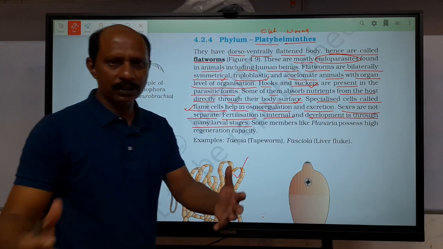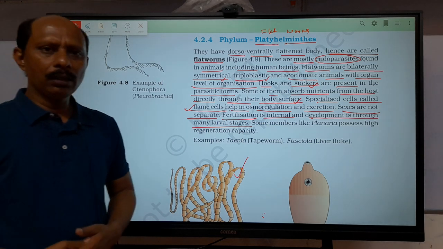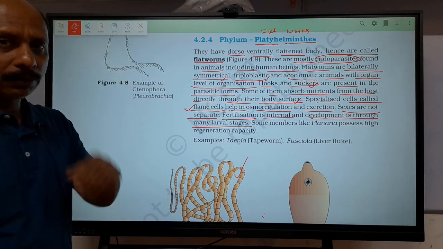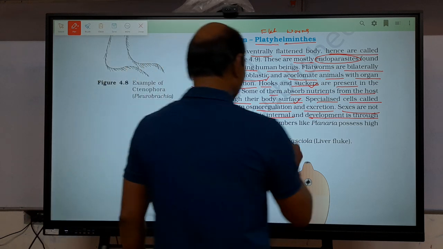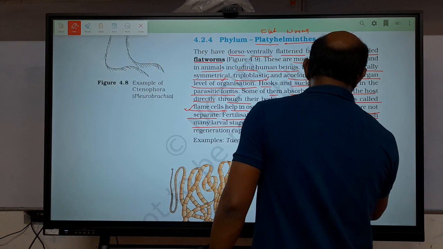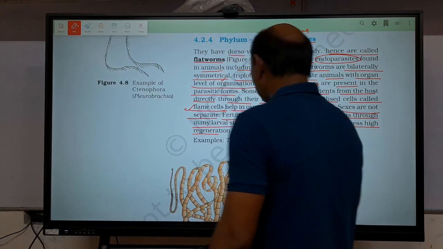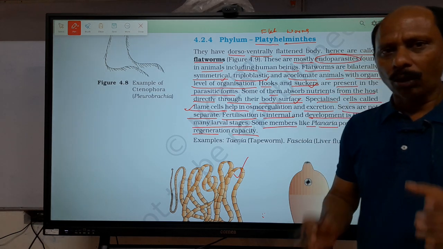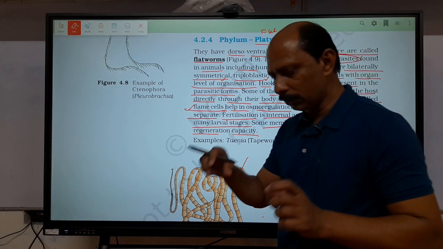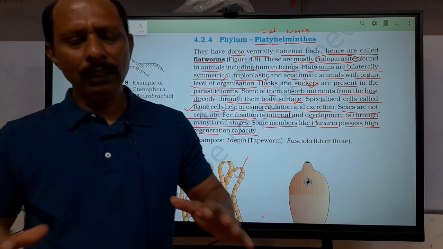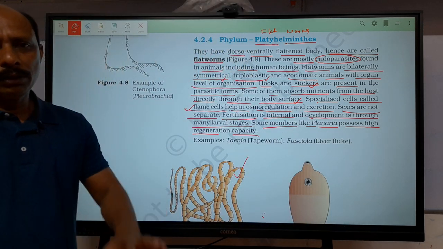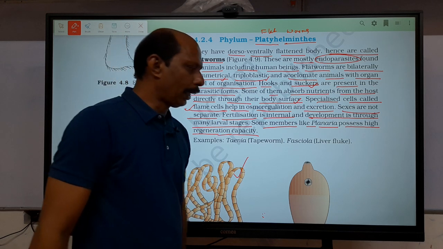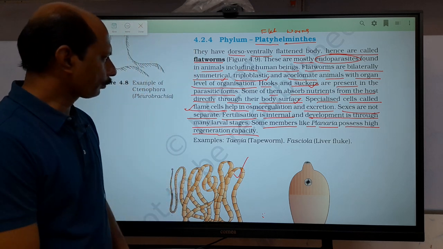Different animals have different stages. More than one animal has more than 5 stages. So the larval stage is here, and different larvae are there. Some members like planaria possess high regeneration capacity. That means when we cut the planaria into 2 or 3 or 4 parts, each cut part of the body develops into a new individual. So planaria have high regeneration capacity.